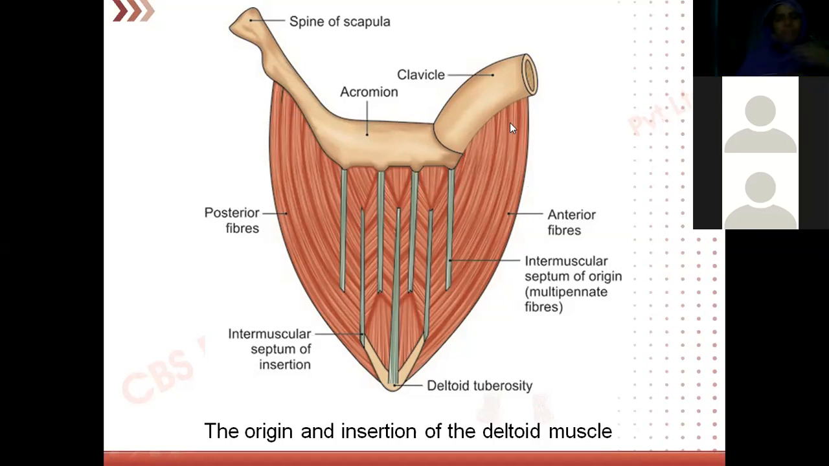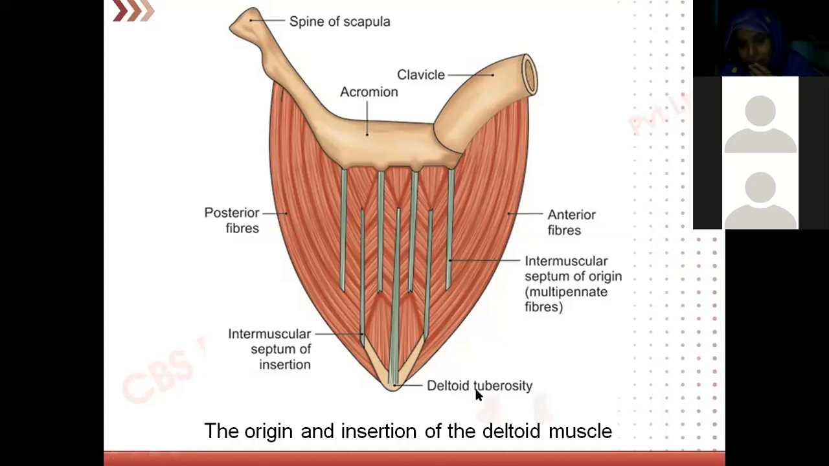That means the fibers are coming from the clavicle, from the acromion process and from the spine. From all the directions the fibers will converge and they get inserted into the deltoid tuberosity. You can see the direction: downwards and medially they are coming, and getting inserted into the deltoid tuberosity.